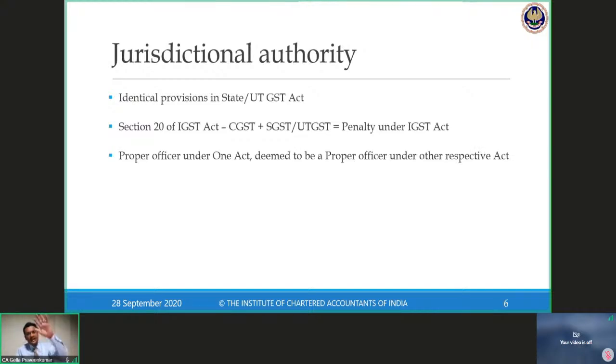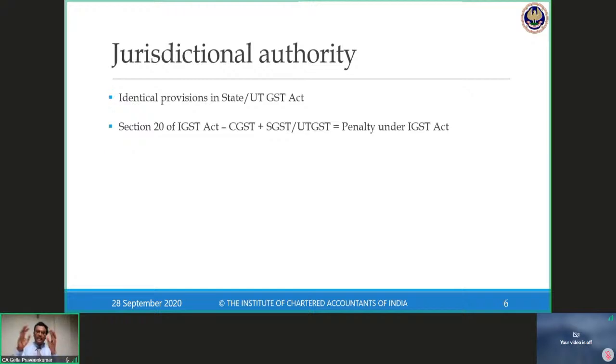So section 20 has given a bypassing provision saying that all your compliances, availment of input tax credit, maintenance of books of accounts, filing of returns, payment of taxes, offences and penalty, tax recovery, dispute, demand provisions, everything is covered under the respective CGST and SGST laws. So what will happen in case of penalty under IGST? Whatever equivalent sum of CGST and SGST is there, when I club these two, the amount that I get is the penalty leviable under IGST law.